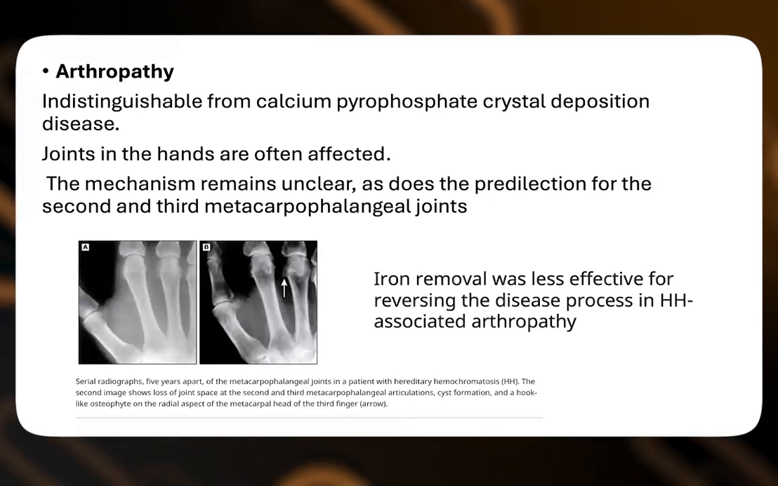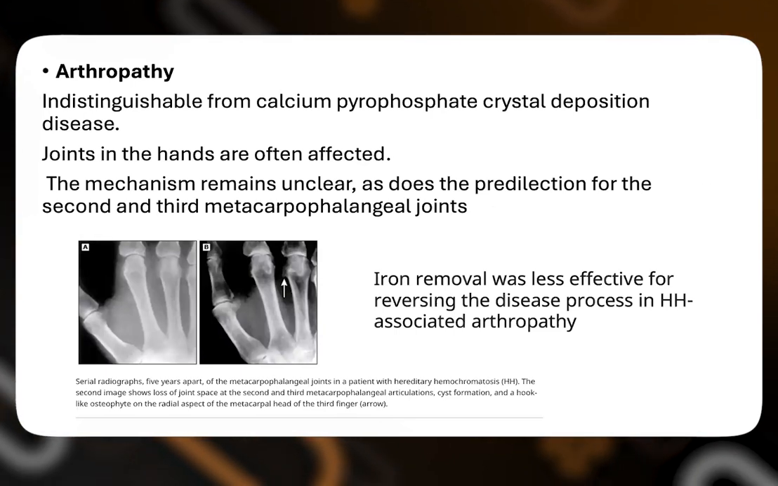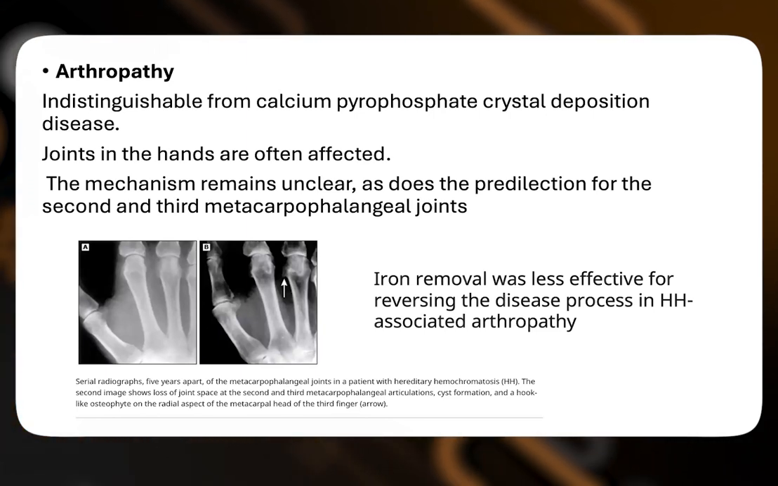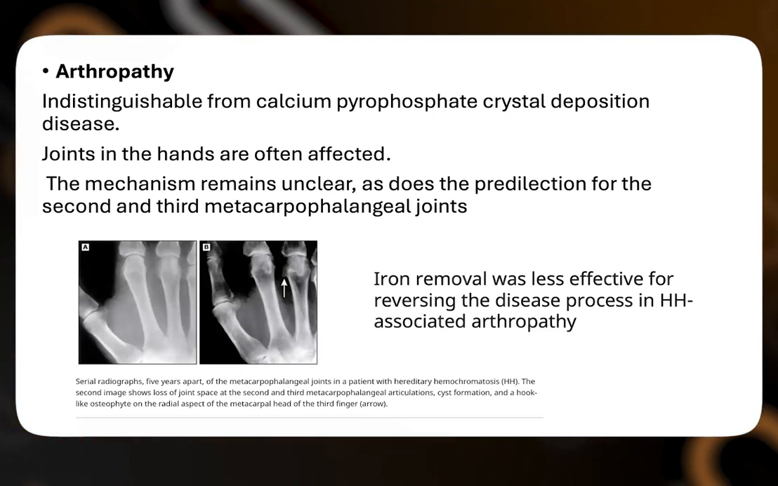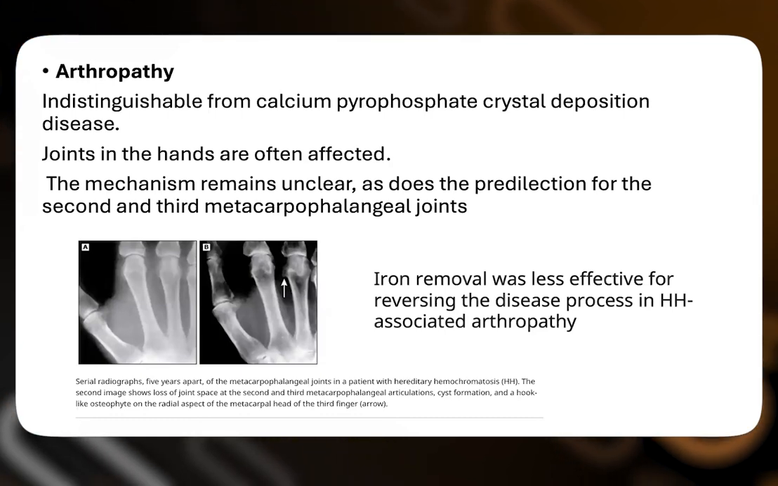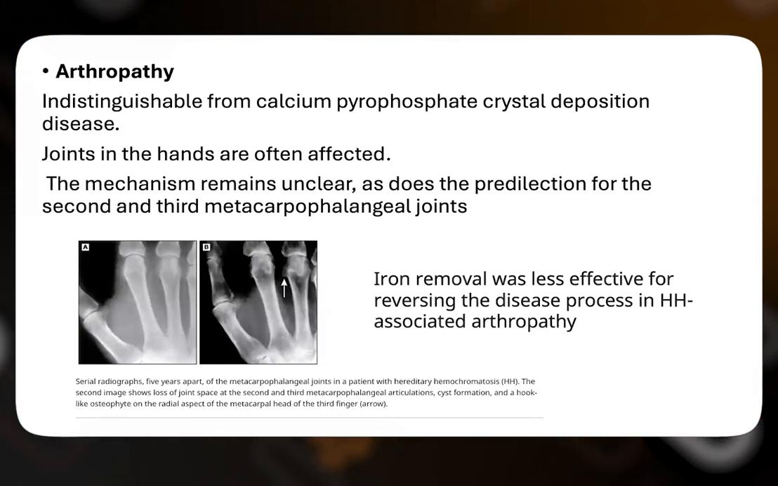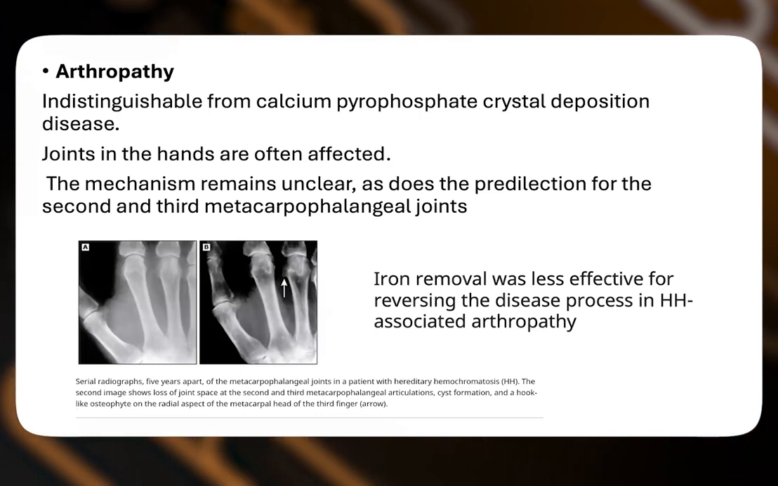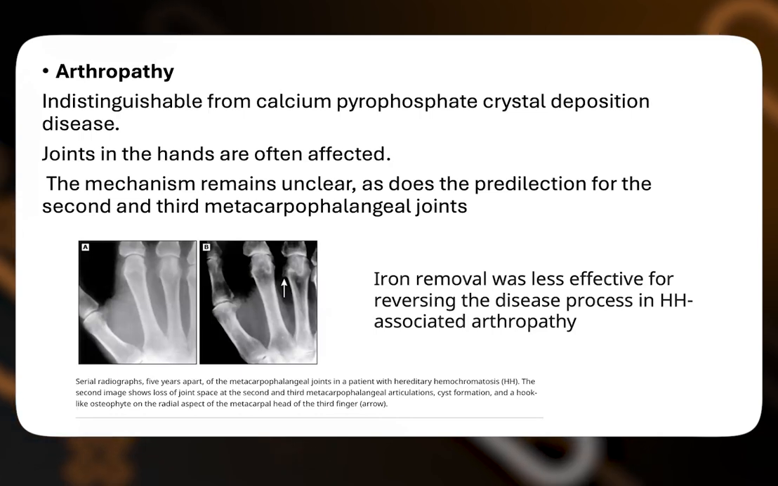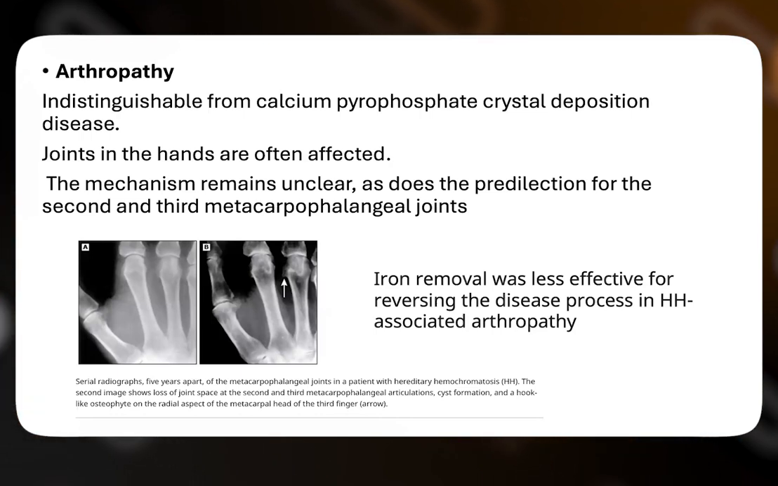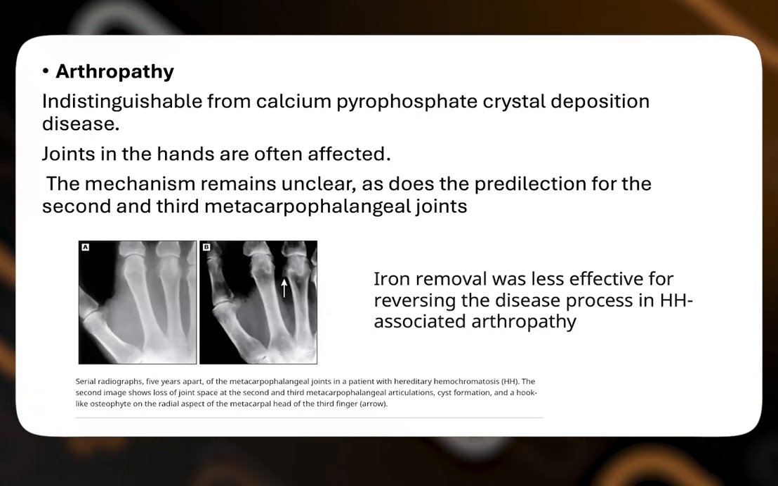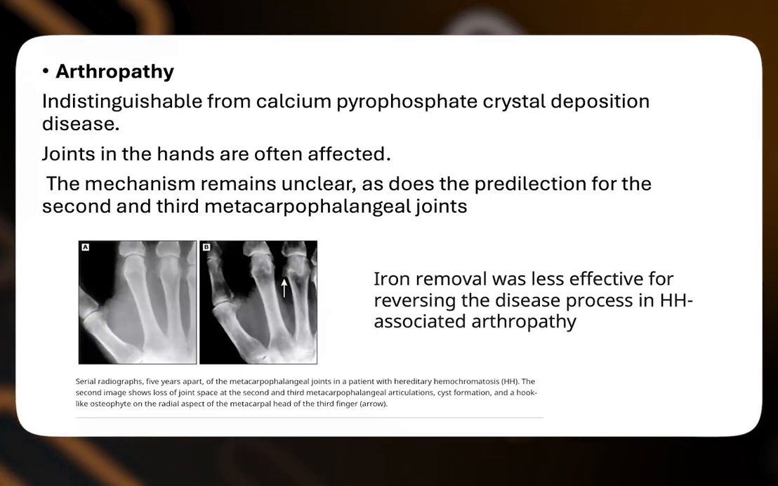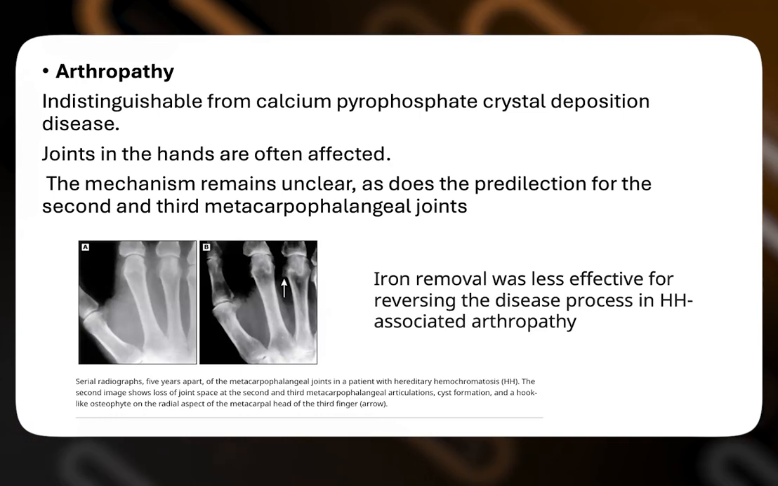Arthropathy, one of the questions was also on arthropathy. It is very common to have a predilection for the second and third metacarpophalangeal joints, but we don't know why those joints are preferentially involved, and it is indistinguishable from calcium pyrophosphate crystal deposition. So it is mostly called chondrocalcinosis. But this is chondrocalcinosis or calcium pyrophosphate deposition due to iron, not pseudogout or something. And iron removal generally has no effect on the arthropathy. So it's mostly irreversible damage.